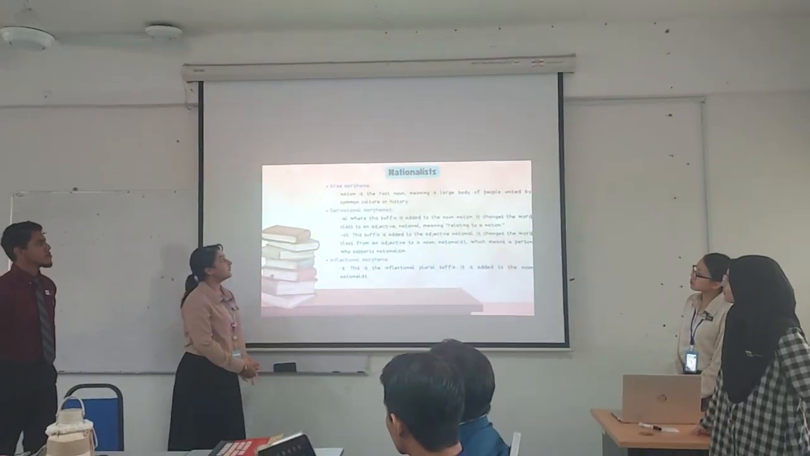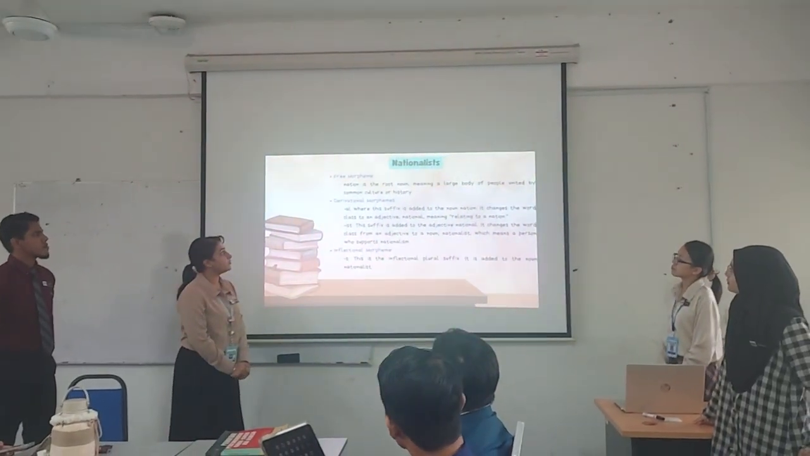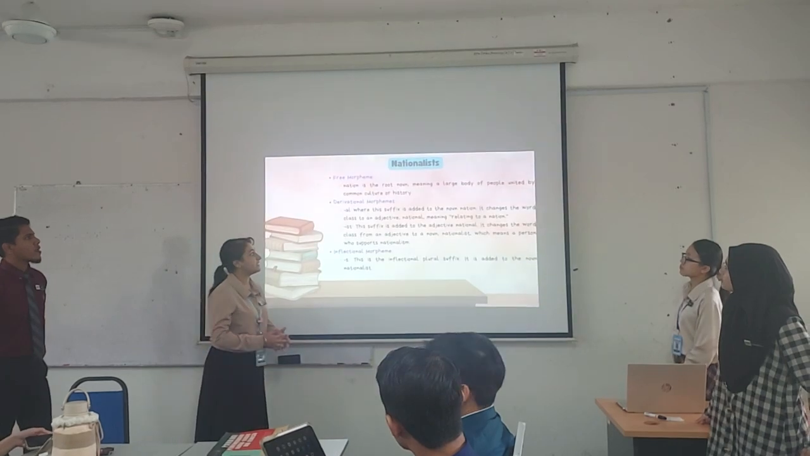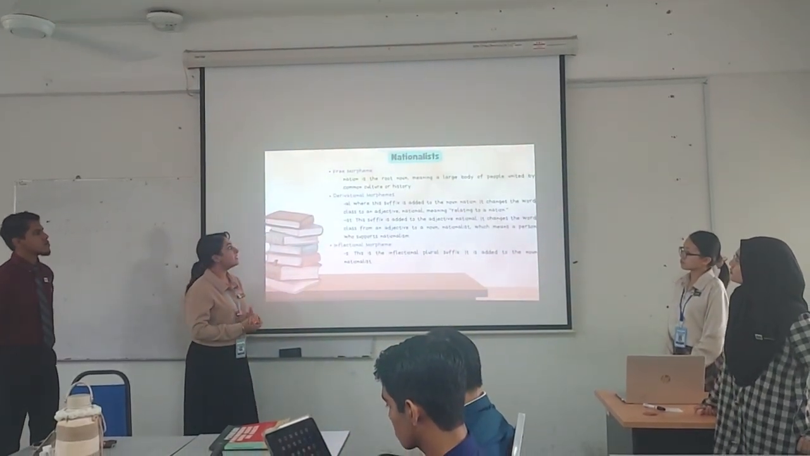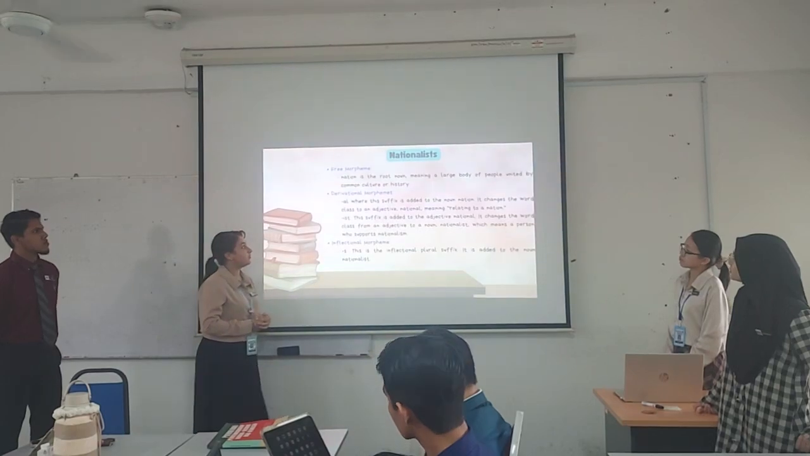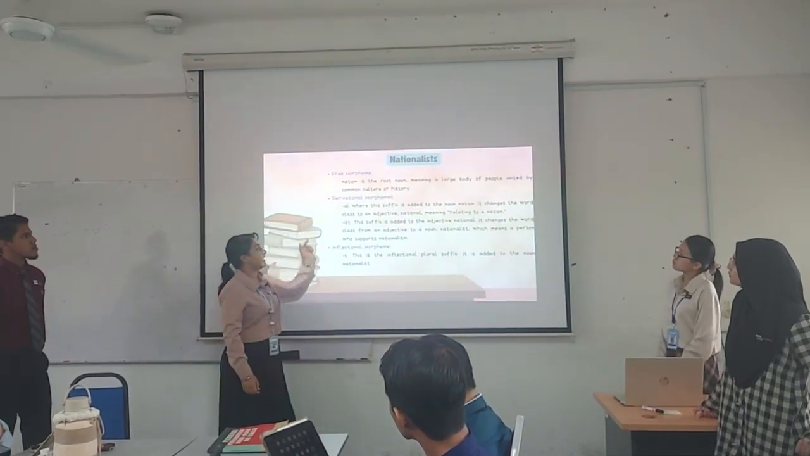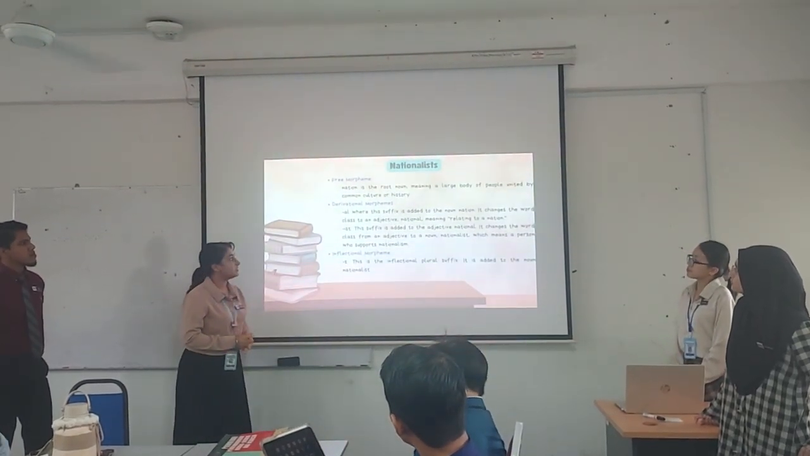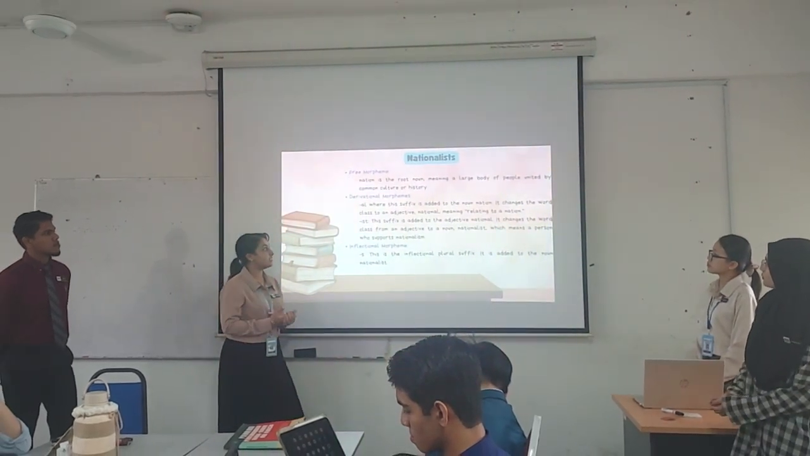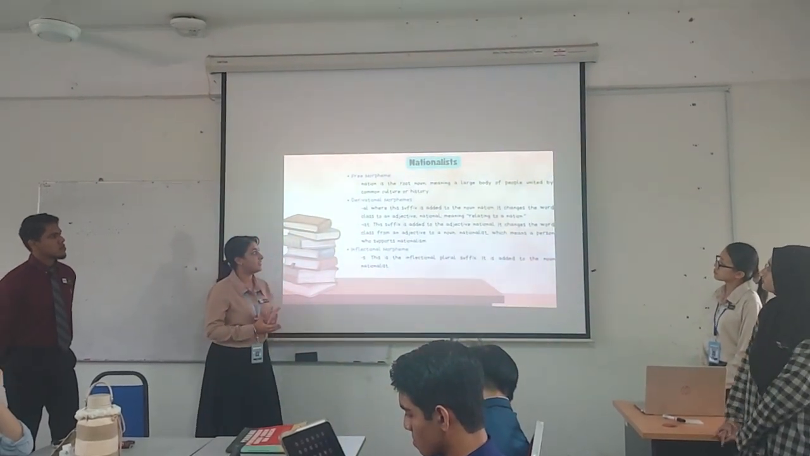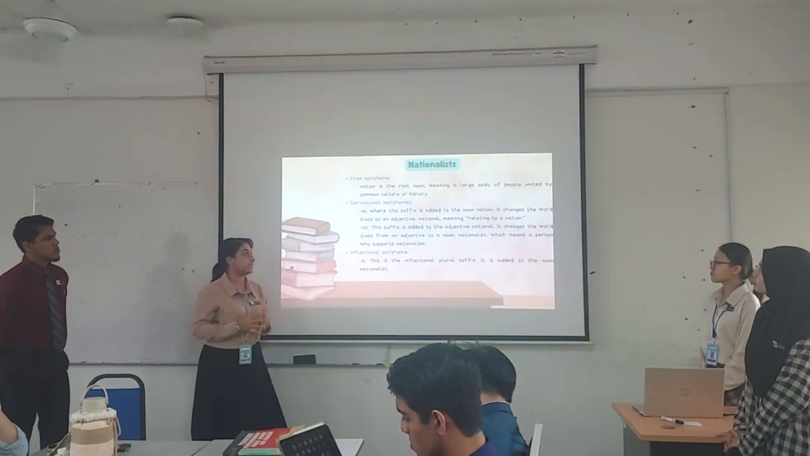Okay, so the free morpheme is nation, which is the root word of noun, meaning it's a large body of people united by common culture and history. So the second one is a derivational morpheme, which is we have two, which is al and ist. So al is the suffix which is added to the noun nation. It actually changes the word class to an adjective national, meaning is relating to a nation.